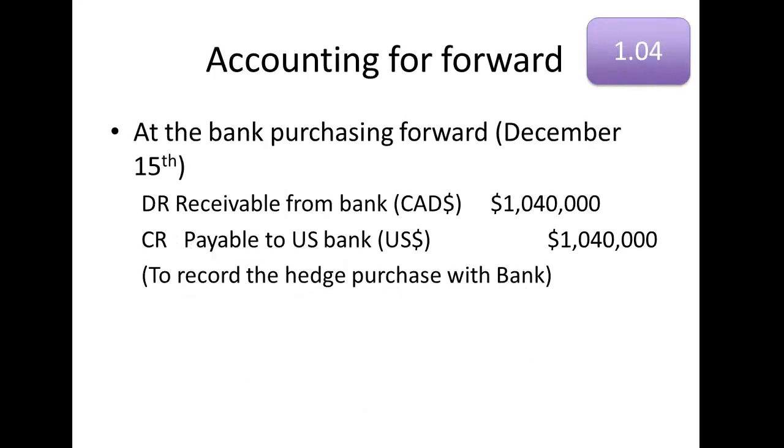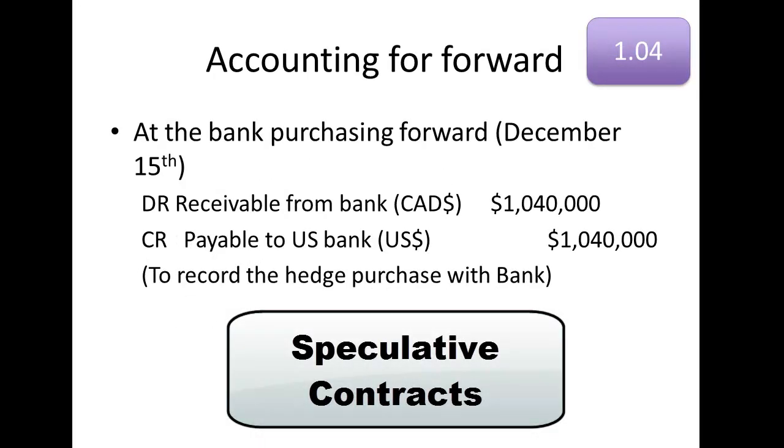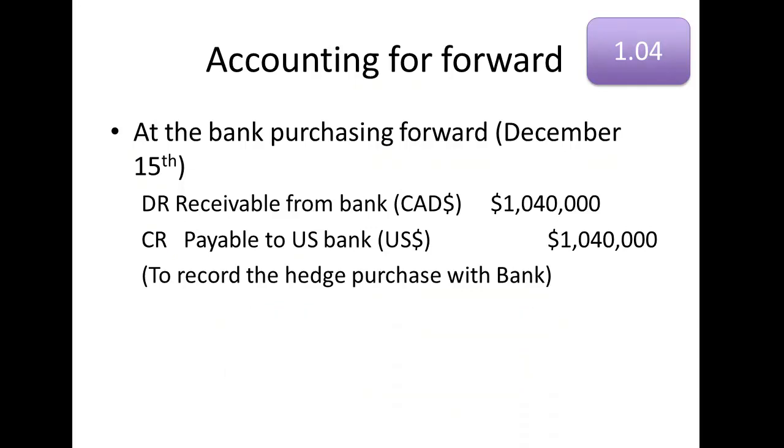Let's first look at this forward contract as if it's a speculative contract. A speculative contract is one where Bob takes a foreign currency position because of his belief that the exchange rates are going to change within the next 30 days. In this case, it would appear that Bob believes the US dollar is going to weaken. So he takes a position to lock in the amount of proceeds from the bank of $1,040,000 Canadian dollars and hopes that the payable to the US Bank is less than this amount in 30 days' time.